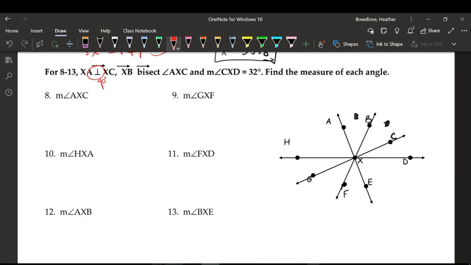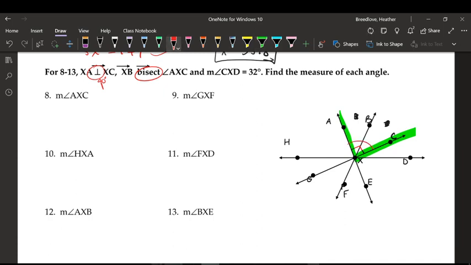So on my picture, XA and XC meet at 90 degrees. All right, so that's labeled. And then it says XB bisects angle AXC. What does bisect mean? To cut in half, exactly in half, in the middle. Yes. So now I need to see, where is AXC? AXC, that's the same angle. And XB bisects it, so that means it cuts it exactly in half.